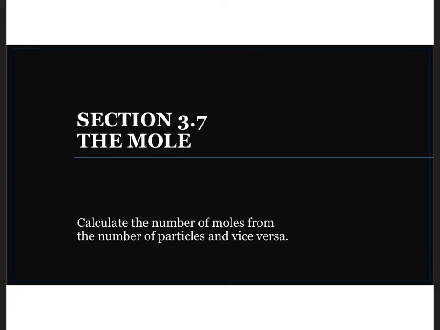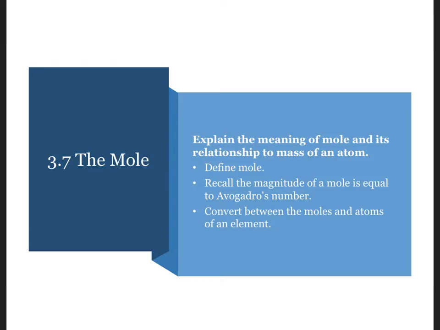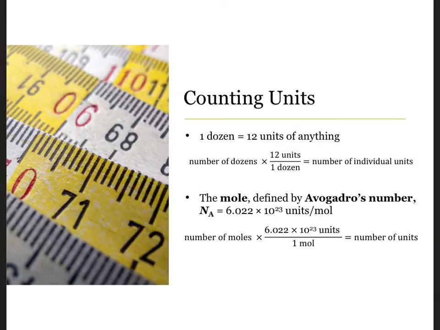In section 3.7, we'll use chemistry's favorite counting unit, the mole. Once we've defined the mole, we'll use it in calculations. Let's begin. How does a dozen donuts sound right about now? If I offered you a dozen donuts, you know I'd be giving you 12 donuts.